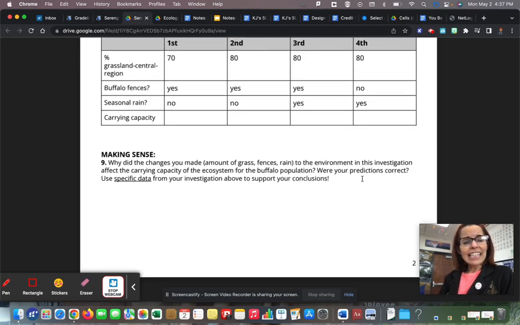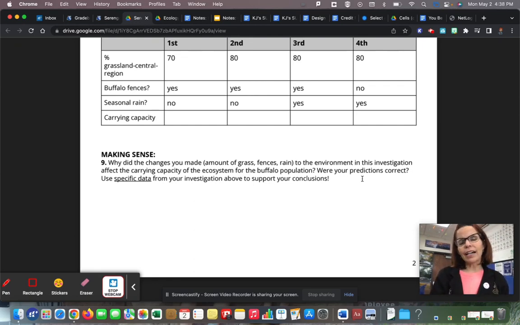The last thing that you need to do is make sense. It says, why did the changes you made in the amount of grass, whether or not there were fences, and the seasonal rain in this investigation affect the carrying capacity of the ecosystem for the buffalo population? You need to write something about how much grass is available based on these things. When you change it, it increases the amount of food, and so there's less starvation and the animals can reproduce and grow, or vice versa. There's less grass, the population starts to starve and they die and the population comes down.